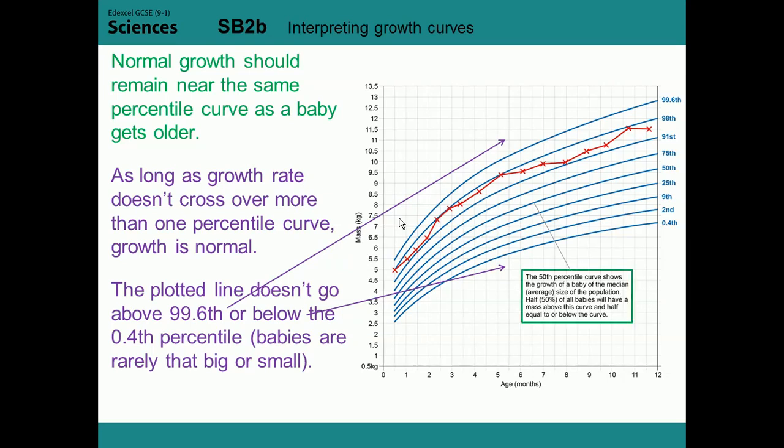Notice that the 50th percentile curve shows the growth of a baby that is the average of the population. This is because in the 50th percentile curve, the mass below would be 50% and the mass above would also be 50%. Being on the 50th percentile curve doesn't mean that you're normal. You could be above or below that and still be normal as well.